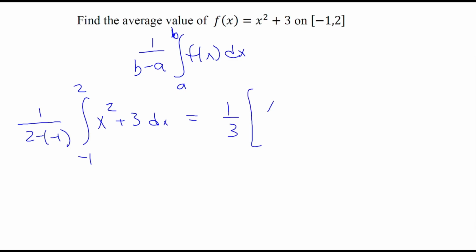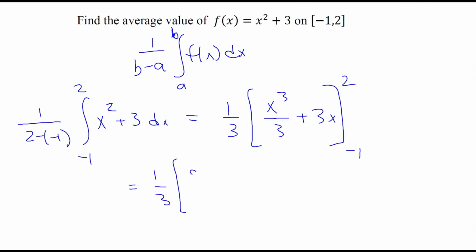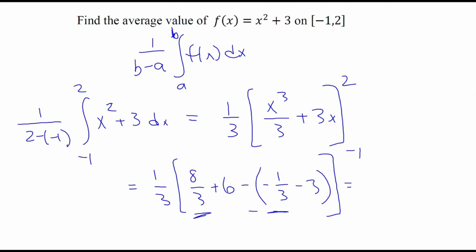So we have 1/3 of the integral there, which is x cubed over 3 plus 3x, just using the power rule on both of those. And we'll plug in negative 1 and 2. So we end up with 1/3 of 2 cubed is 8, so 8/3 plus 6 minus, and then negative 1 cubed is negative 1, so negative 1/3 minus 3. The 8/3 minus a negative 1/3 is going to be 9/3, so that's 3, plus 6 is 9, and then minus another negative 3 ought to be 12, so 12 over 3, 12 times 1/3, is just going to be 4.